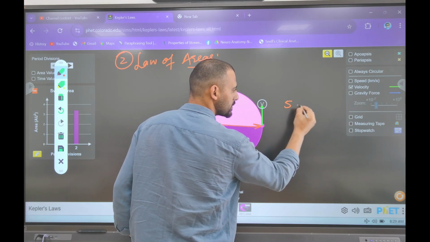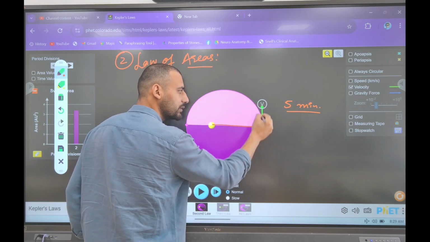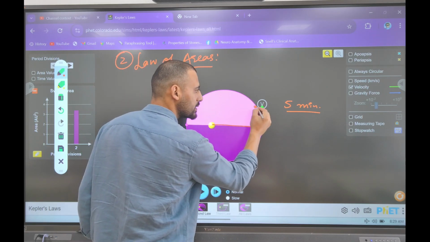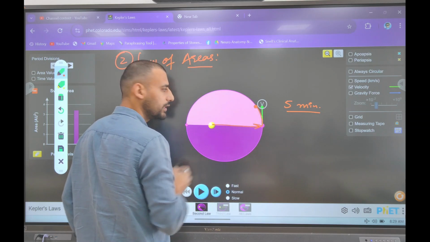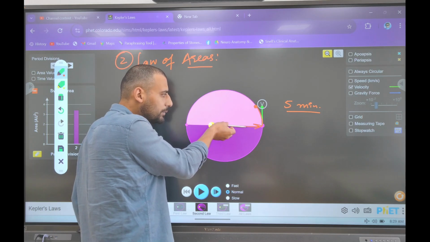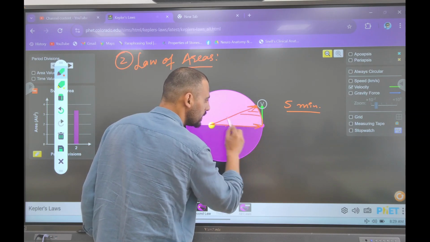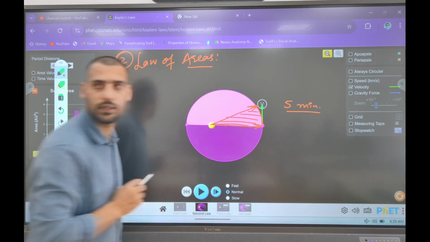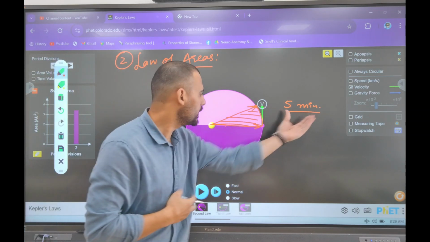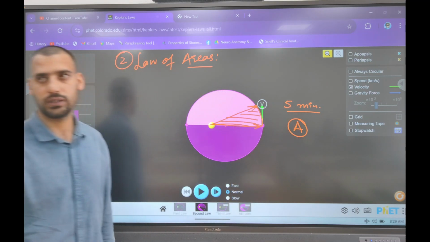So after 5 minutes, it will cover some distance, isn't it? Say for example, the planet is here. Therefore, this radius has swept some area from this point up to this point, isn't it? And this is the area, right? So for 5 minutes, let the area it swept be A. I have represented it by the orange color, okay?